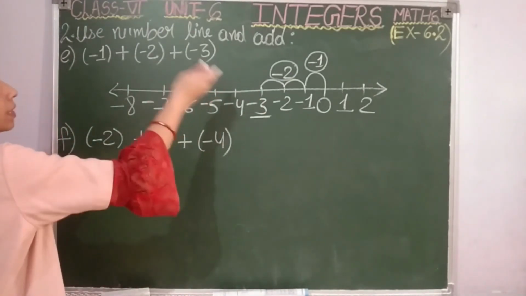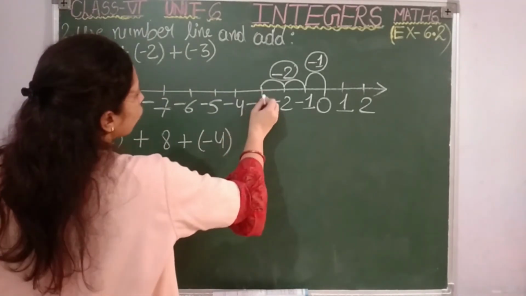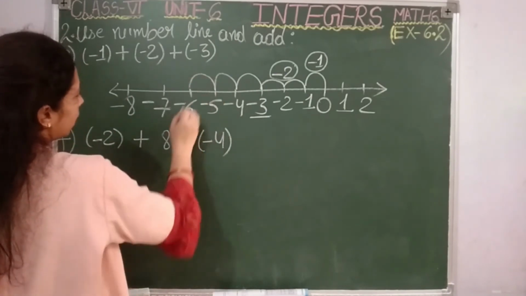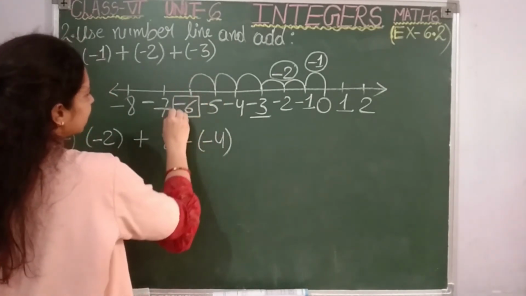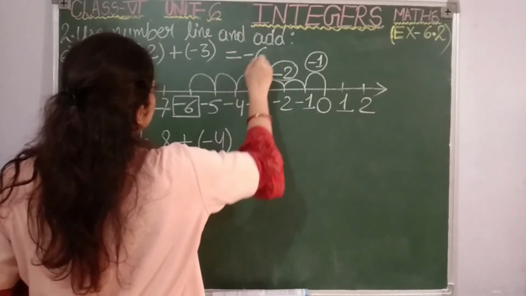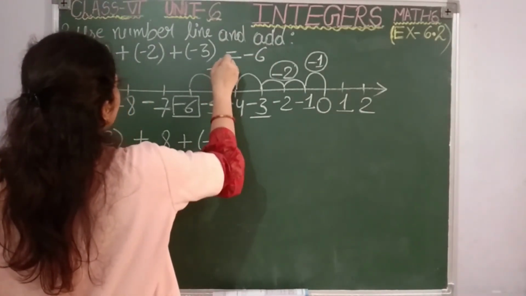again. So that means 3 steps back again. So students, from here 1, 2, 3. Finally I reached at minus 6. So here I can write the answer is minus 6 and here you can show minus 3.